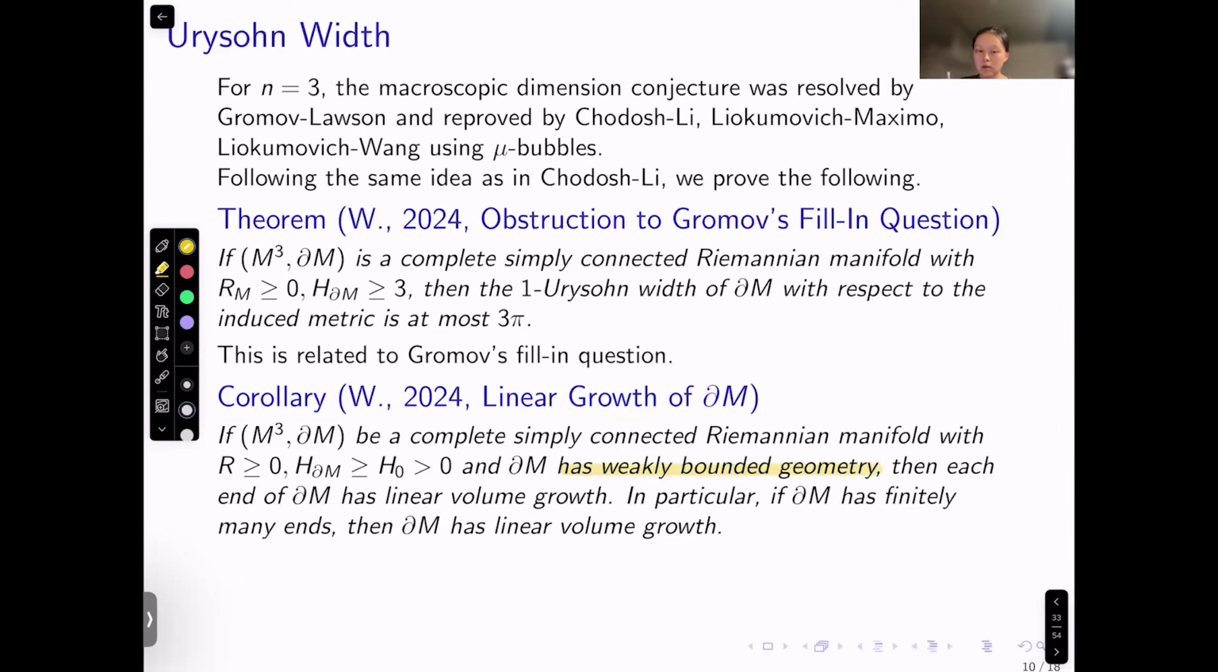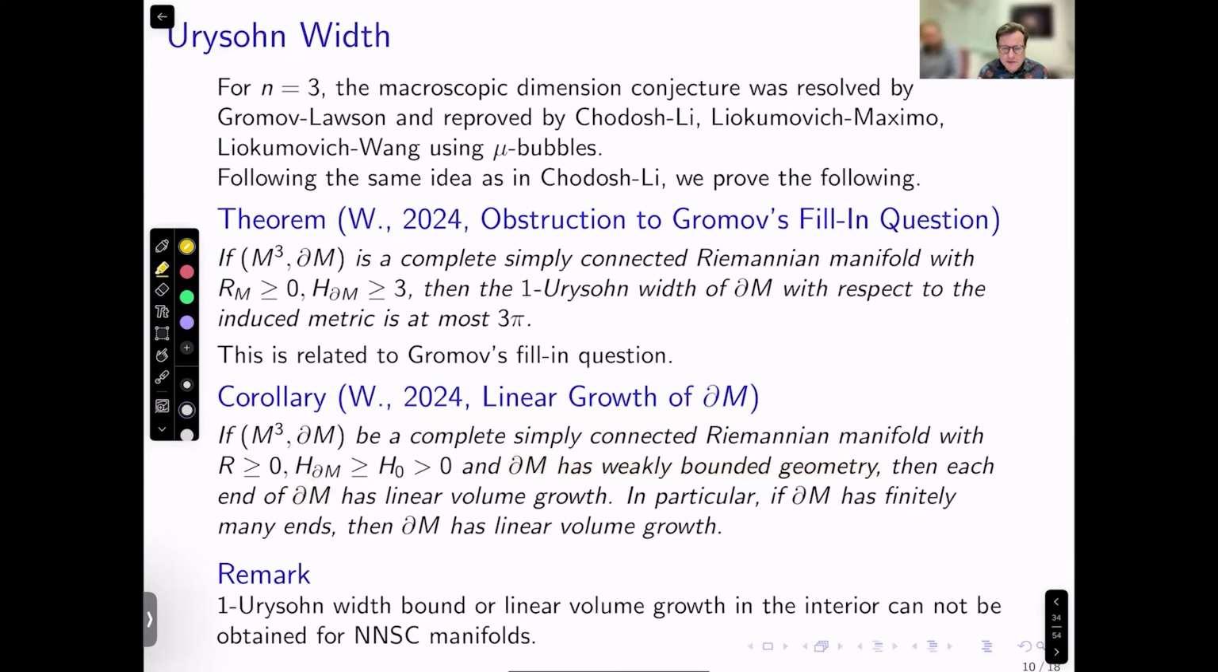And now, with this assumption, you can prove that the boundary, or each end of the boundary, has a linear volume growth. So that's one way you can think about how the Urysohn widths can be very useful. So any question before we move on?